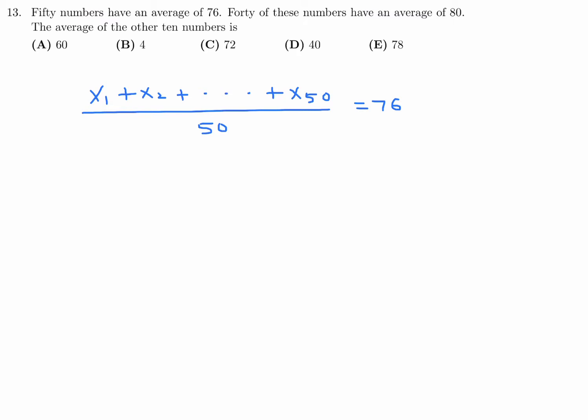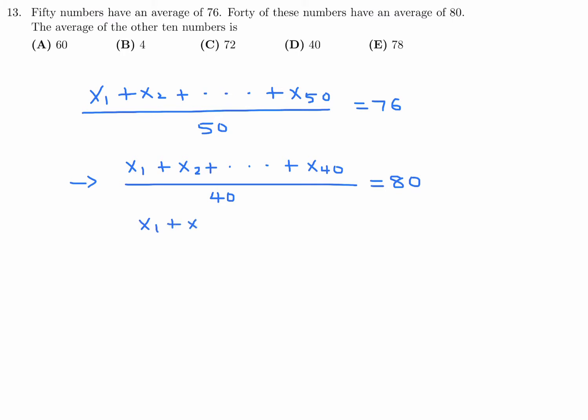Now they also tell you that 40 of those numbers have an average of 80. So let's just say the first 40. It doesn't really matter. So x1 plus x2 all the way up until x40, if you take the average there, you're dividing by 40, that average is 80. Now they're asking about those other 10 numbers, x41 to x50. Well, from this equation, x1 plus x2 all the way up until x40, that sum is 40 times 80, if you just cross multiply.